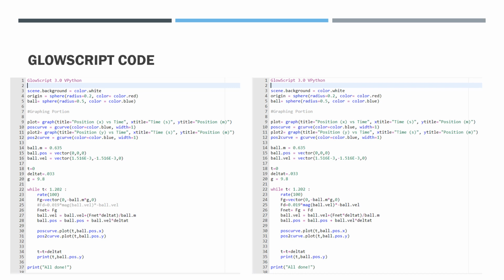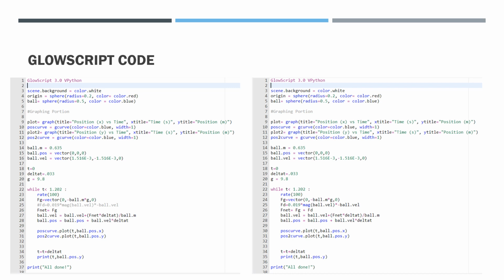Next, we input the ball's mass, the ball's initial position, and velocity, which we extracted from Tracker. Next, I set delta t to 0.033, as we were given that from Tracker. Next, I set g equal to 9.8, as this is important because acceleration equals gravity in this example, because as stated before, I am only accounting for gravity taking place.